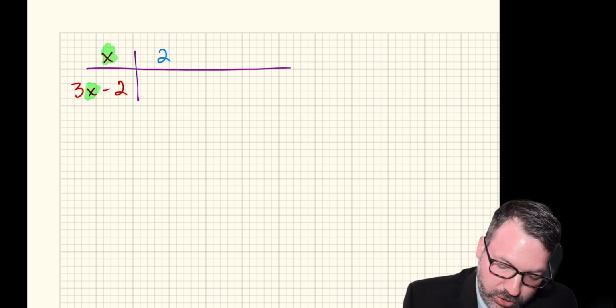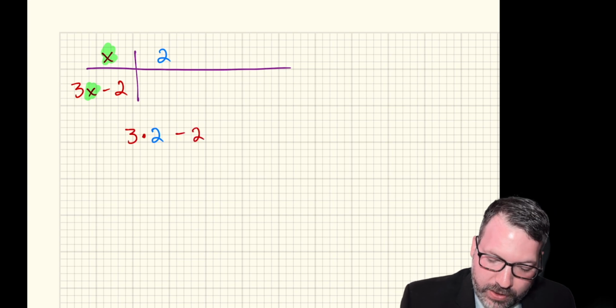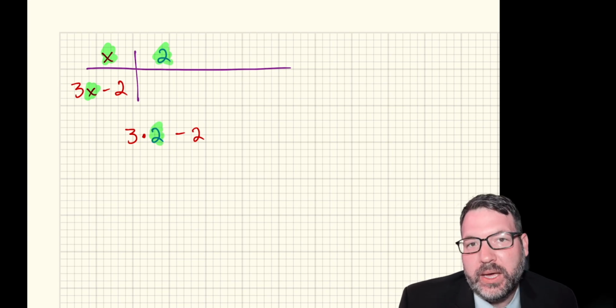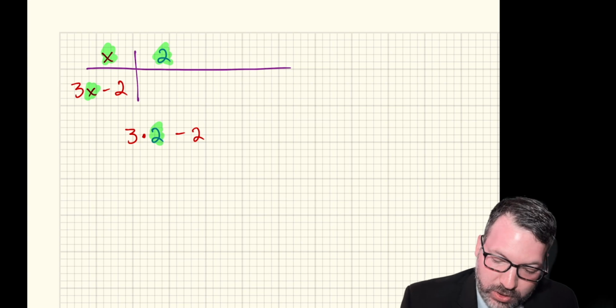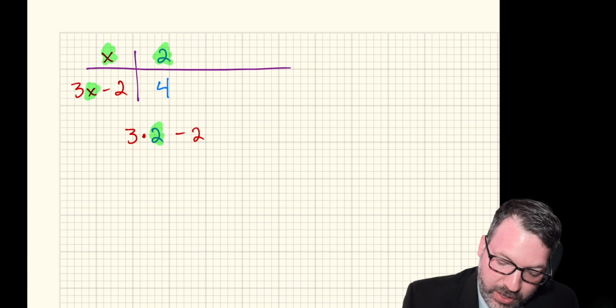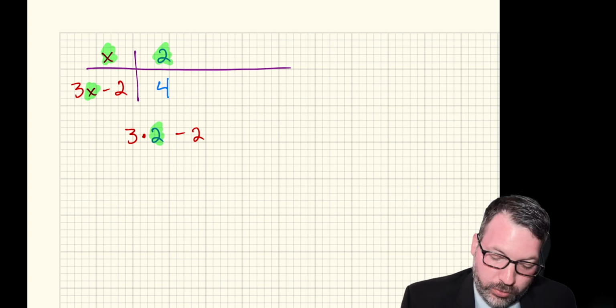When the input is 2, for example, that means we want to take the 2, multiply it by 3, and then subtract 2. So hopefully you can see, I'm just replacing x with whatever the input is each time. 3 times 2 is 6. 6 minus 2 is 4. And so that's why we're getting 4 as the result when we plug in 2.